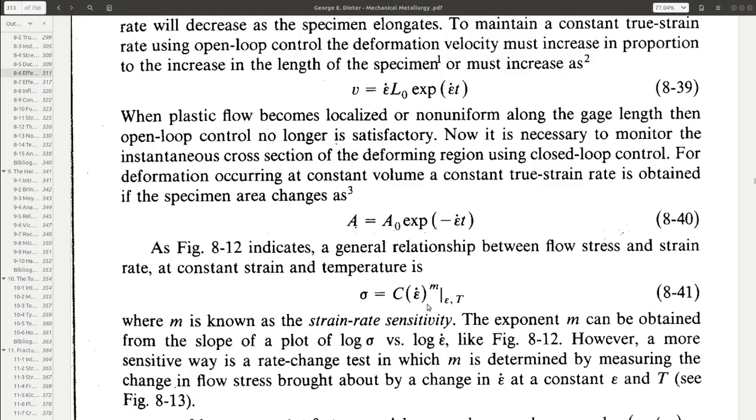It has a constant value for a given epsilon and given temperature. So these values, C and m, depend on the epsilon and T. This is the general relation between flow stress, by which we mean the yield stress, and strain rate at a particular strain and temperature.